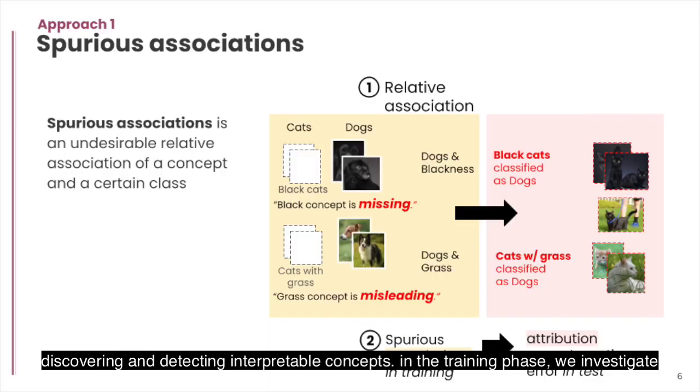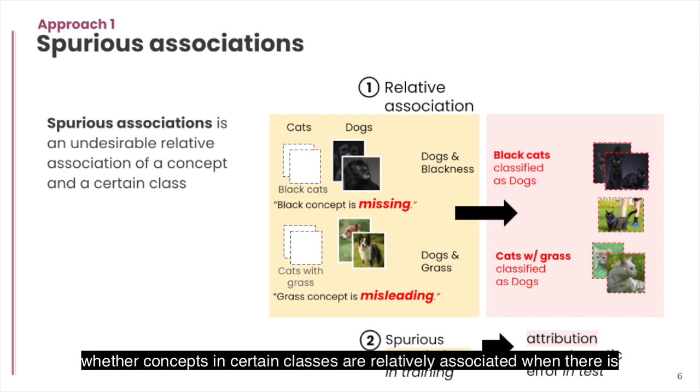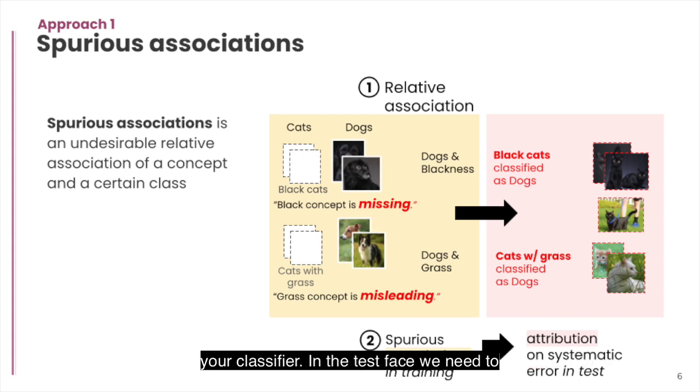In the training phase, we investigate whether concepts and certain classes are relatively associated when there are missing or misleading concepts, and these associations are learned by a classifier. In the test phase, we need to check whether systematic errors are attributed to those concepts, in this case, black cats and cats with grass.